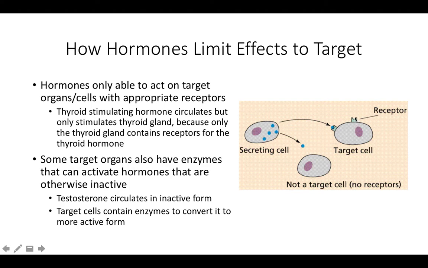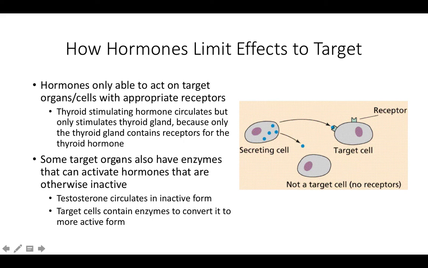This is a target cell, so it does have receptors. Those hormones can bind to the cells that have receptors, but they're not going to have any effect on a cell like this that doesn't have receptors for it. An example of that would be thyroid stimulating hormone. It is a hormone that's produced by the pituitary gland. It circulates through our entire body, but it's only going to have an effect on the thyroid gland, because the thyroid gland is the only one that has these receptors. All the other cells might be exposed to the thyroid stimulating hormone, but they don't have the receptors, so it doesn't really matter.